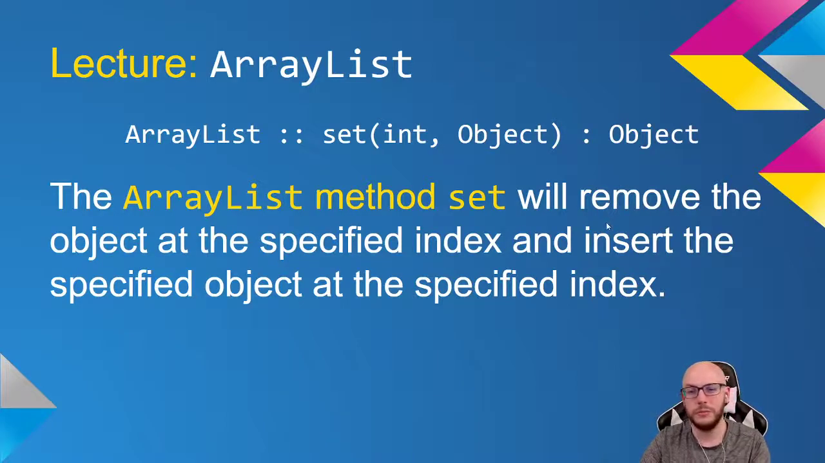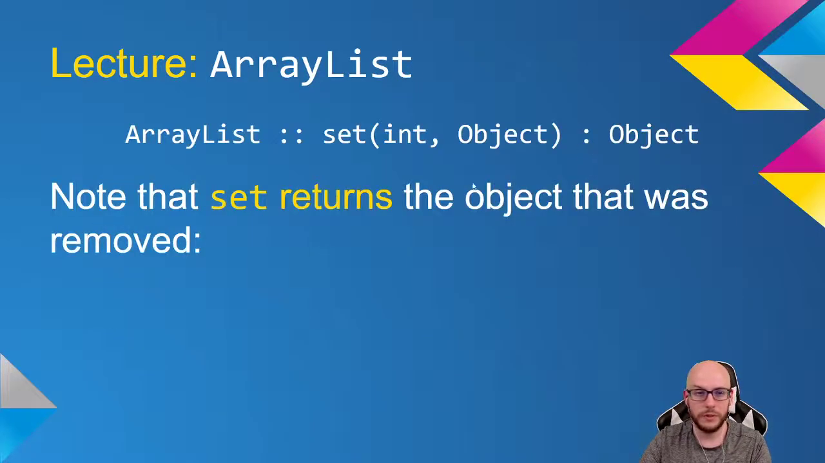about it in terms of removing and inserting, because the reality is that's what the set method does. It calls the remove method, it calls the insert method. You don't really see that. That's kind of what we call under the hood. But it's important to note that the removing is happening because take a look. We're returning an object. We're returning the object that was effectively overridden, the object that was removed. So note that set returns the object that was removed.